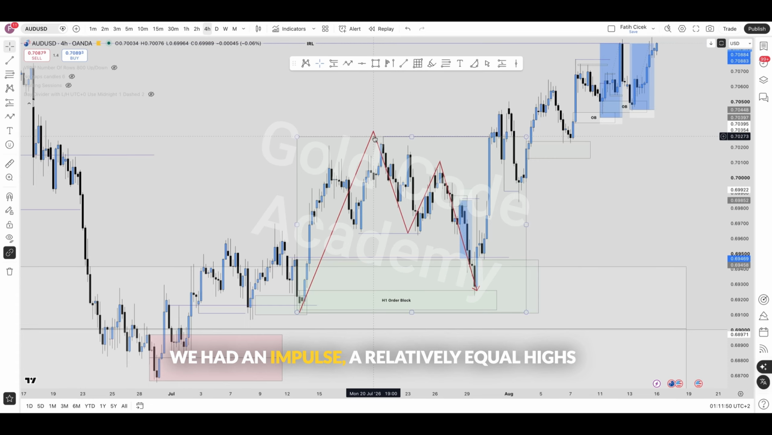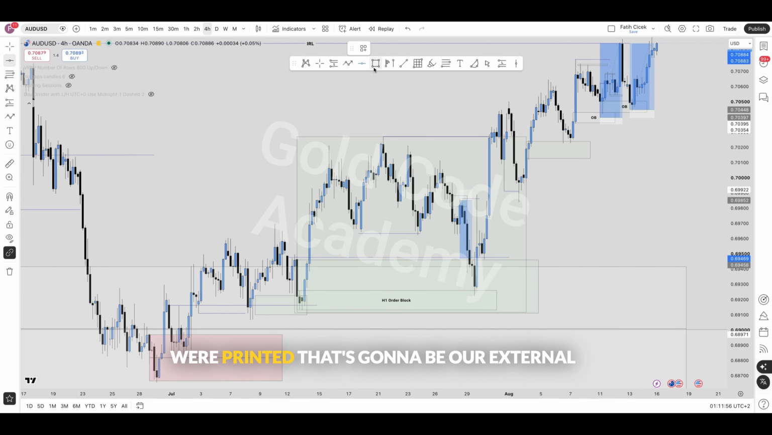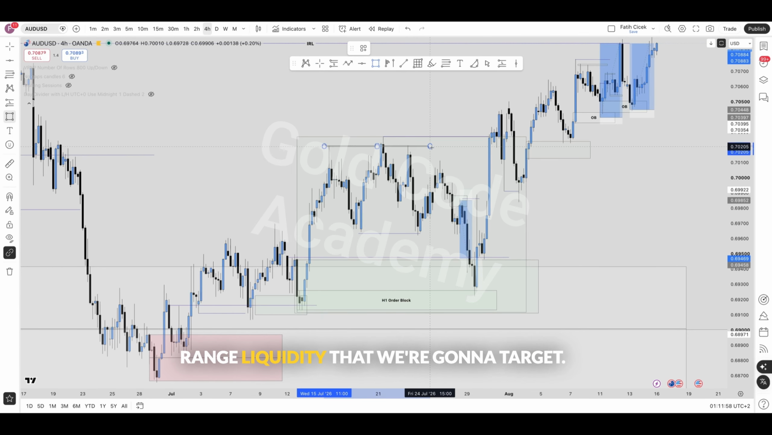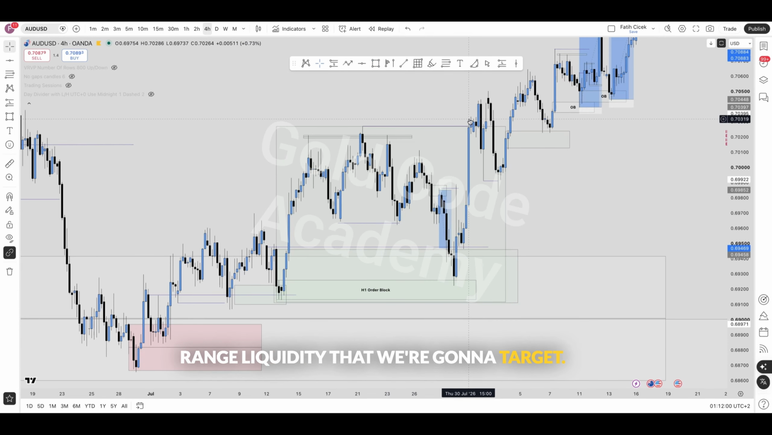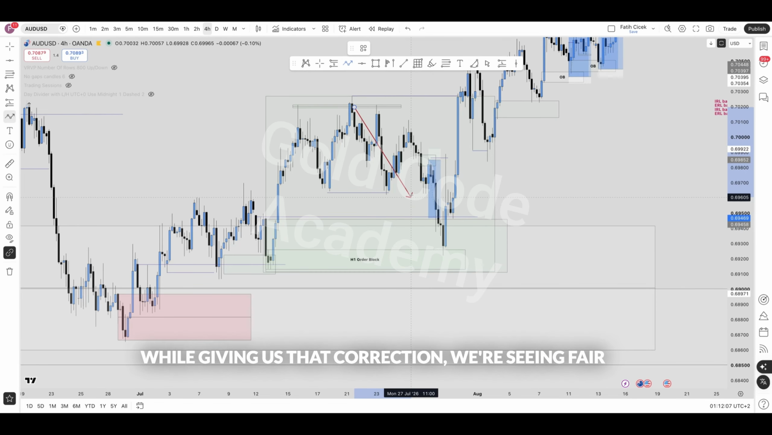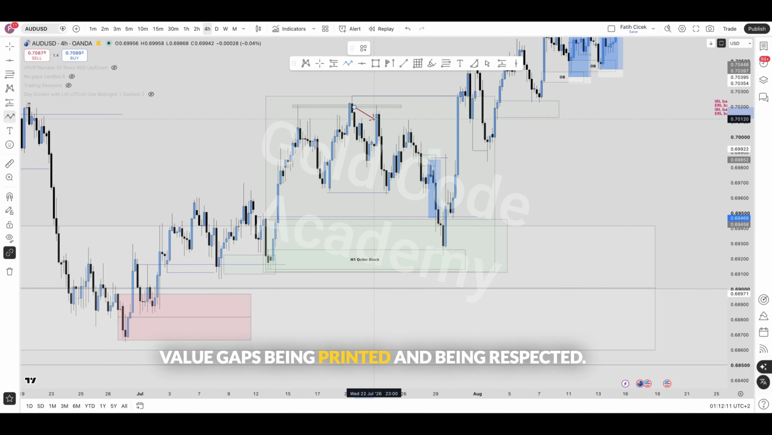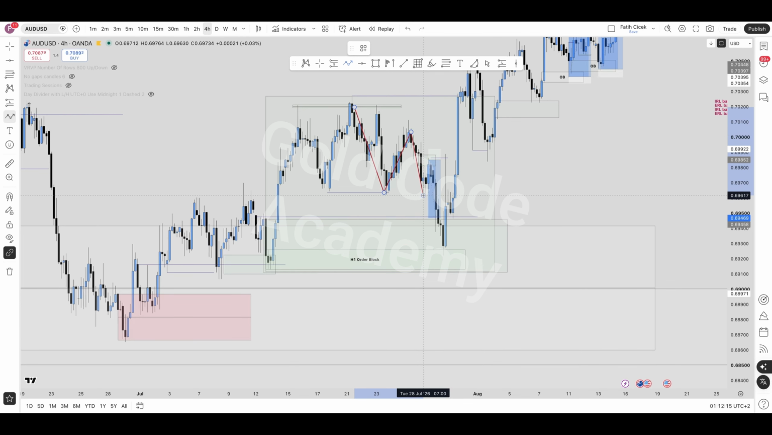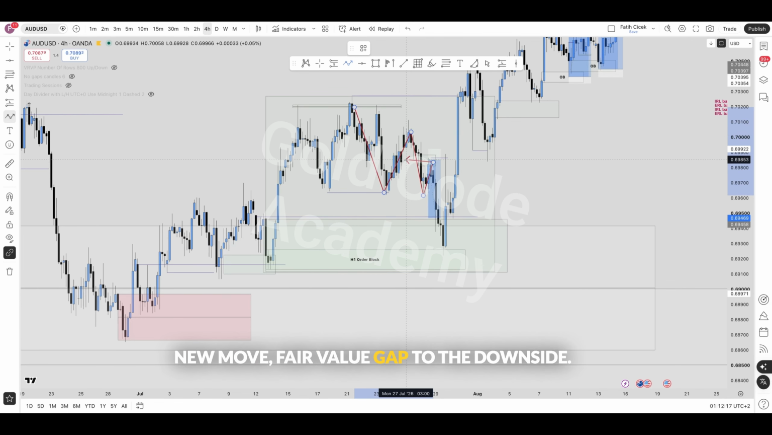We had an impulse, and relatively equal highs were printed. That's going to be our external range liquidity that we're going to target. And then we saw this correction over here, but while giving us that correction, we're seeing fair value gaps being printed and being respected. Okay, new move, fair value gap to the downside.